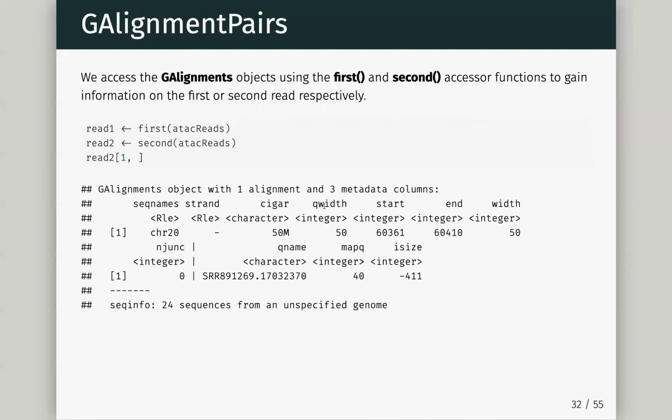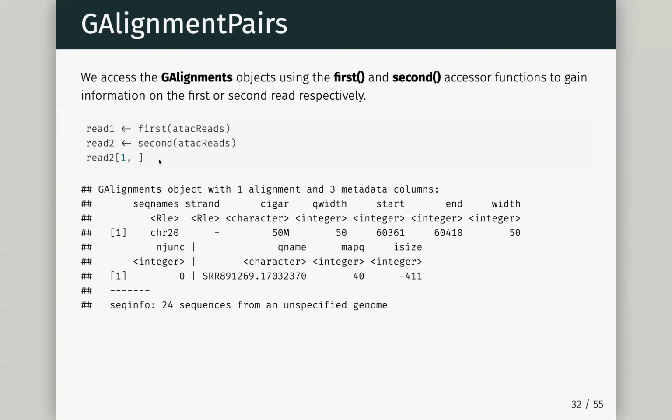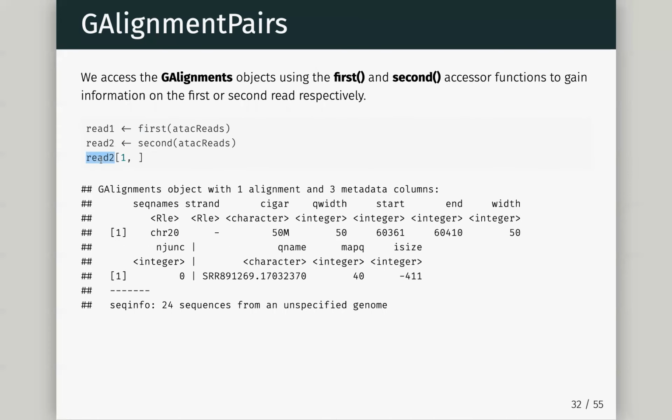If I want to look more carefully at read 1, I can extract my first read from my object of reads here. I can do first, and I will get the first read. Second, I will get the second read in the pair. So I'm basically extracting this read in the pair or this read in the pair. And then I can just look at read 2, and we can see we now have all this information I wanted. This looks much more like the previous GAlignments object.